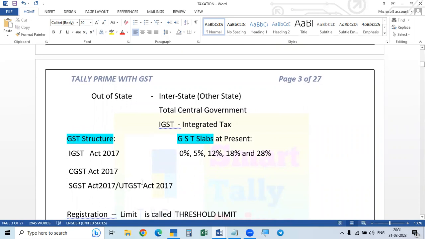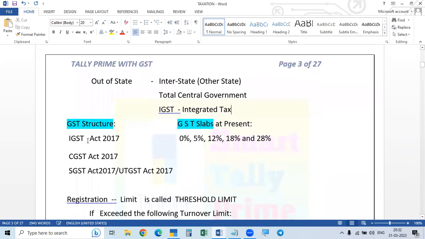For SGST, in the case of union territories, instead of SGST, UGST tax is there, but in the portal, union territory tax as well as state tax, everything is called state tax only. So IGST, CGST, SGST, all were passed in 2017. They are called IGST, CGST, SGST.